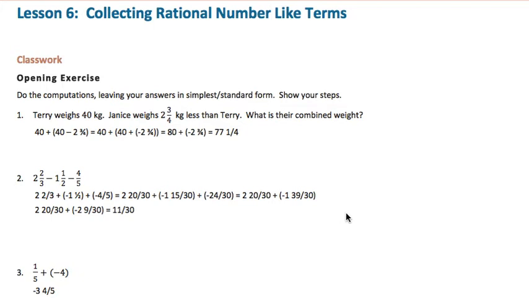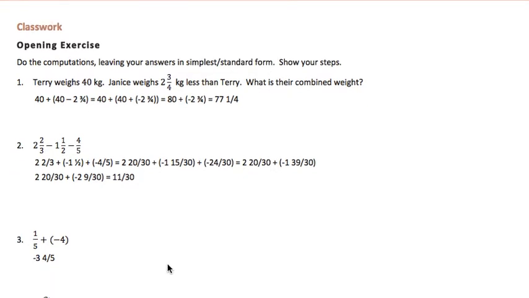In question 3, we're adding 1/5 and negative 4. So since they have opposite signs, we'd subtract them and keep the sign of the greater number. So negative 3 4/5 is 1/5 closer to 0 than negative 4.